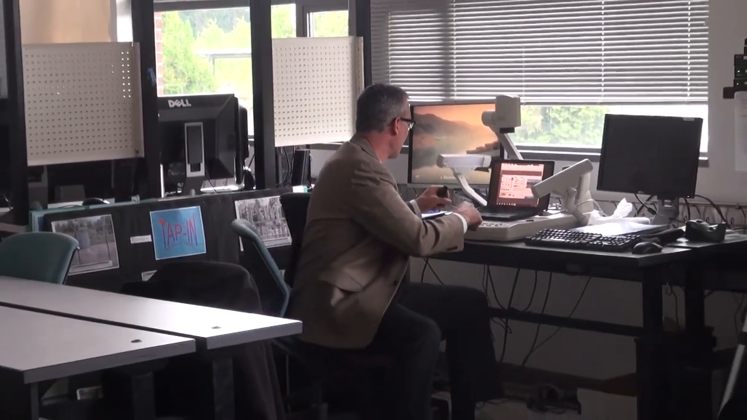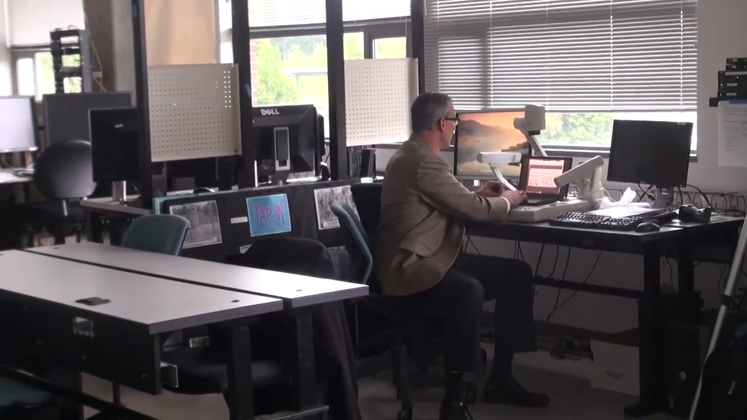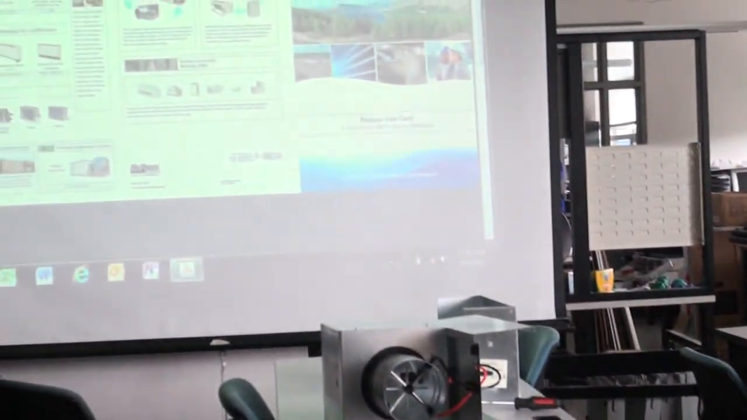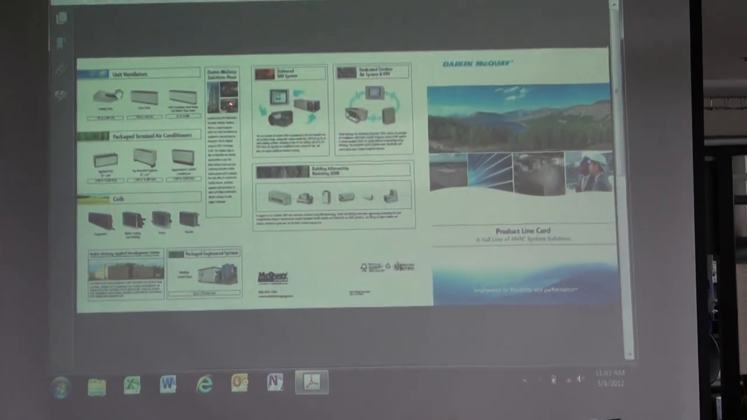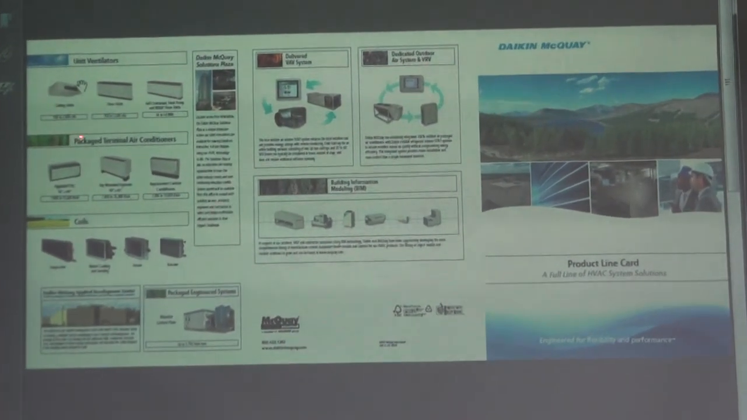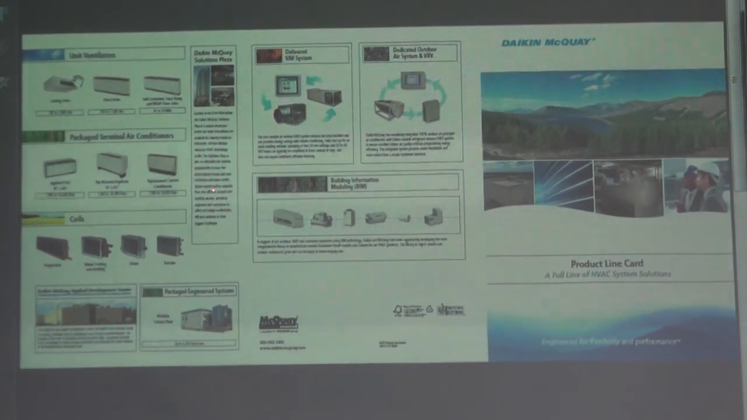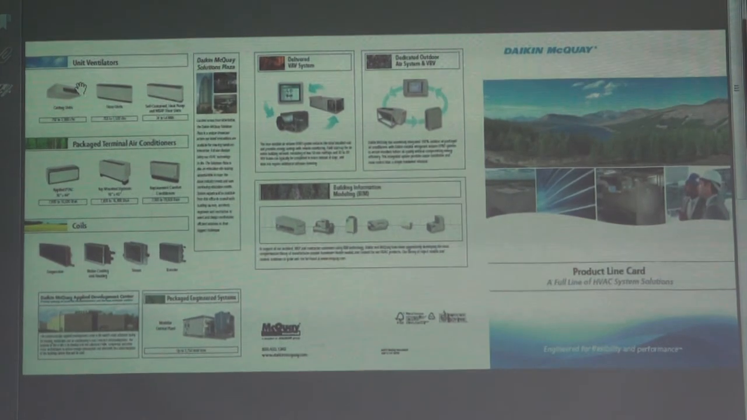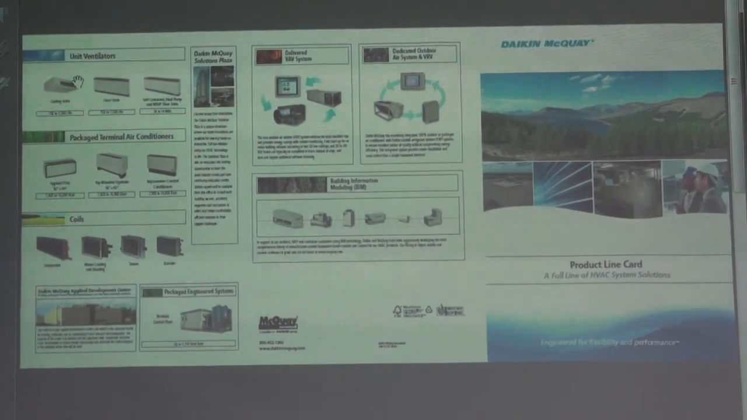So all big manufacturers have line cards. You can see here, this is McQuay, Daikin McQuay, as it's presently known. You can see there's unit ventilators. You see those in classrooms a lot. Package terminal air conditioners, you know, these are the real simple units, about a half ton, and you'll see a lot in hotels, drive-up hotels, like a motel.